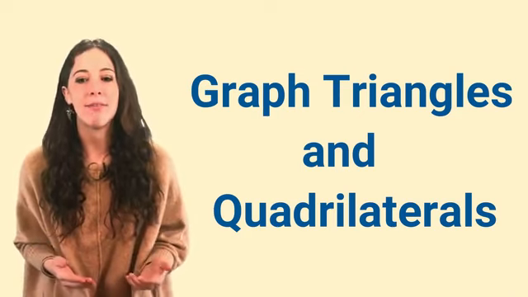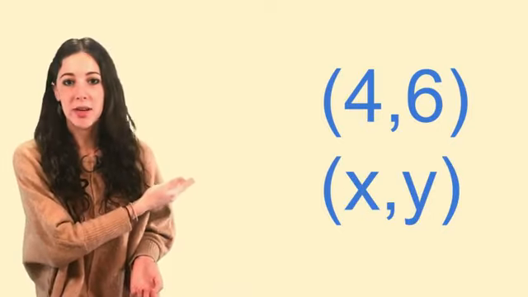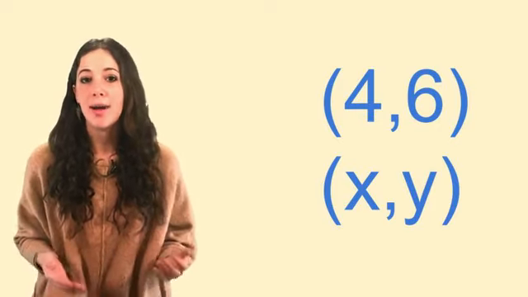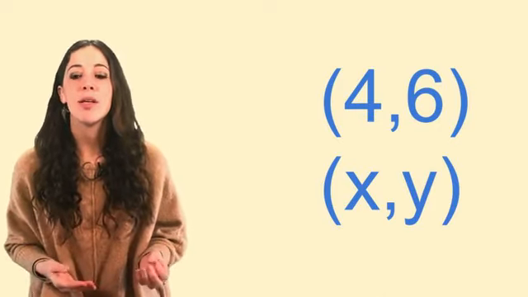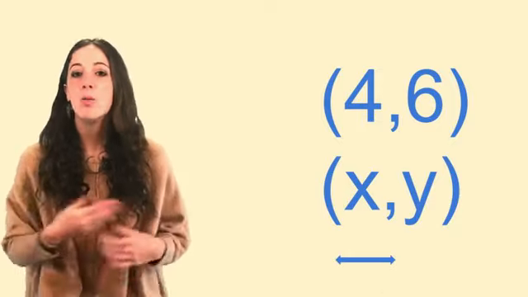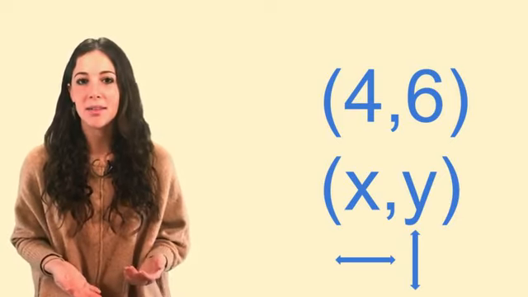Before you start graphing, you will be given a set of coordinate points, such as this one, (4, 6). When given a point, it is important to remember that the first number is your x value and the second number is your y value. On a graph, x values determine if you move left or right across the x-axis. Y values determine if you move up or down on the y-axis.